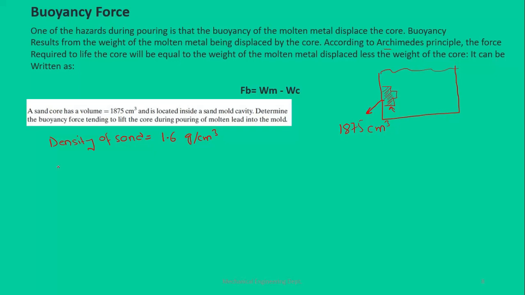So the weight of the core will be equal to 1875, its volume, into the density. So we will get 3000 grams, or we call it 3 kilograms.